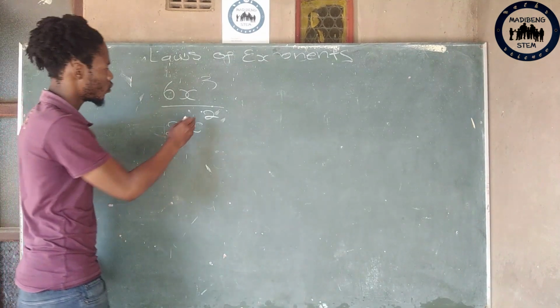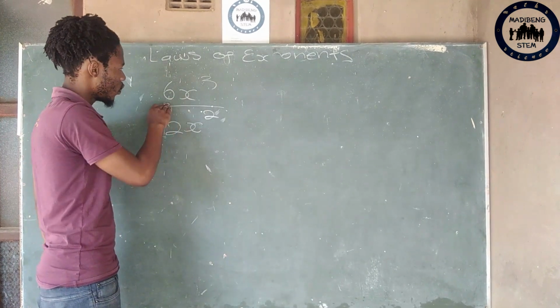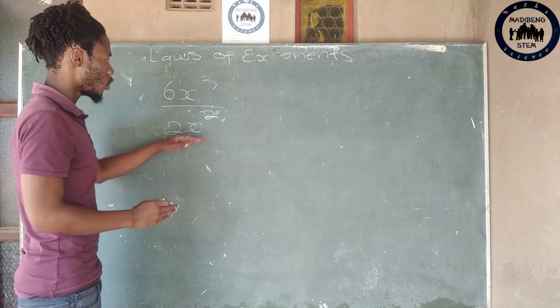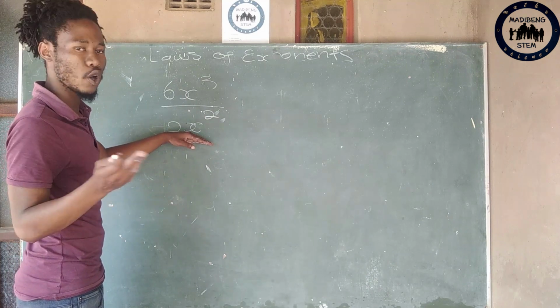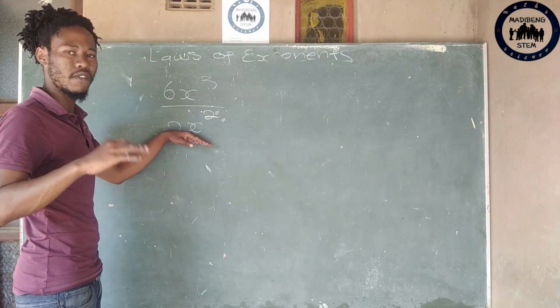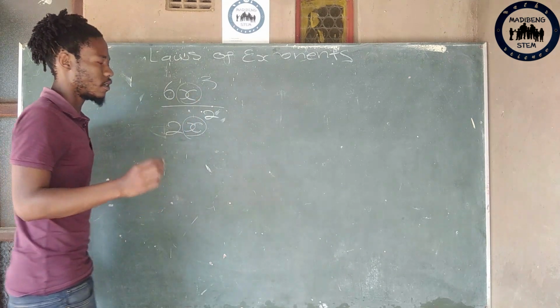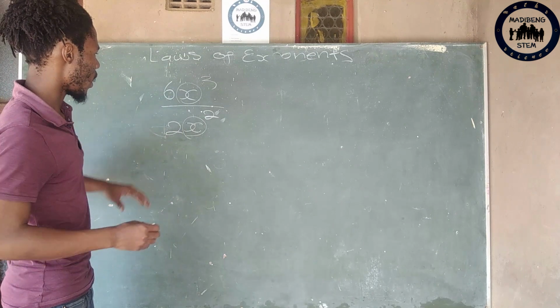Yeah, let's do this before I do another one. So we have 6x to the power of 3 over 2x to the power of 2. How do you simplify this? Using your laws of exponents. When dividing powers of the same base, you subtract your exponents. So let's go ahead and subtract.